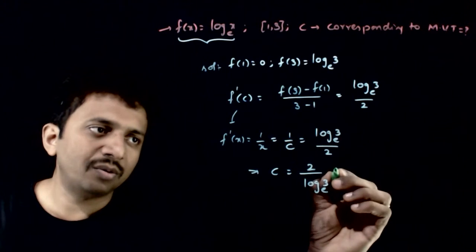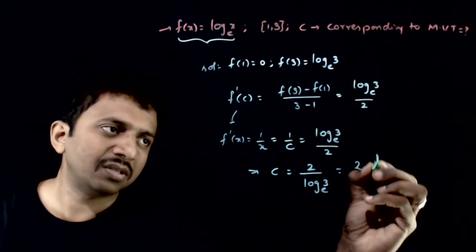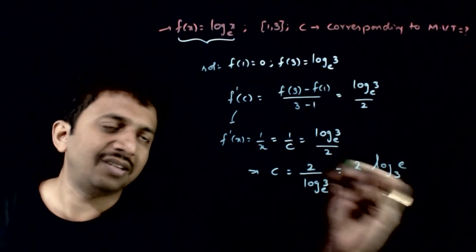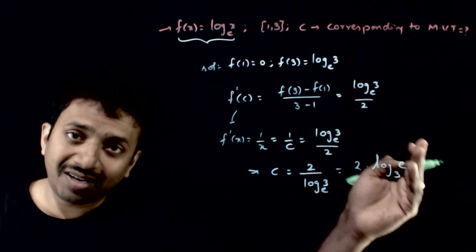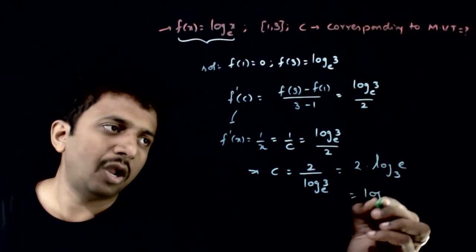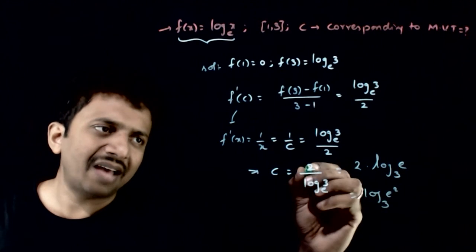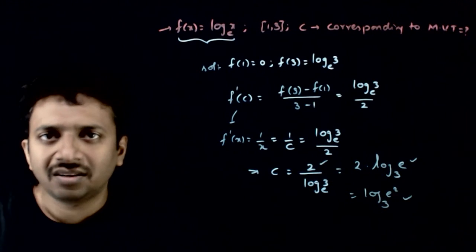Or if you take this up, you can have 2 times log e to the base 3. Or if you take this inside, you can also have log e square to the base 3. You can have any of these answers for this question.